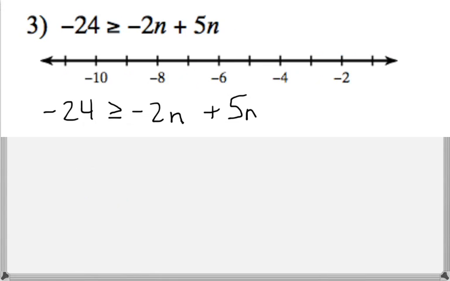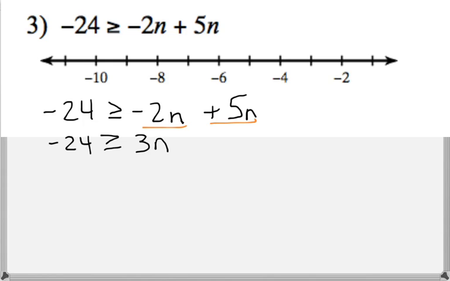Let's look at a third example. This one is a little bit different, but the process is still the same. Negative 24 is greater than or equal to negative 2n plus 5n. We still have like terms that we can combine. So we have negative 24 is greater than or equal to the negative 2n plus 5n combines together to give us a 3n.